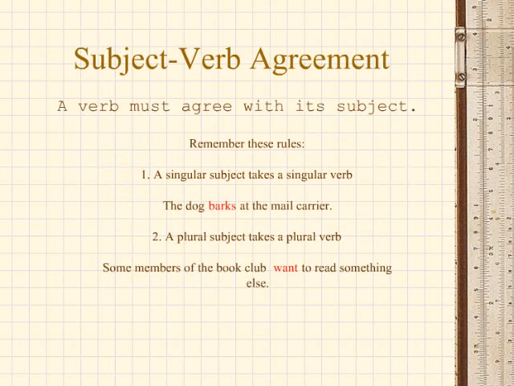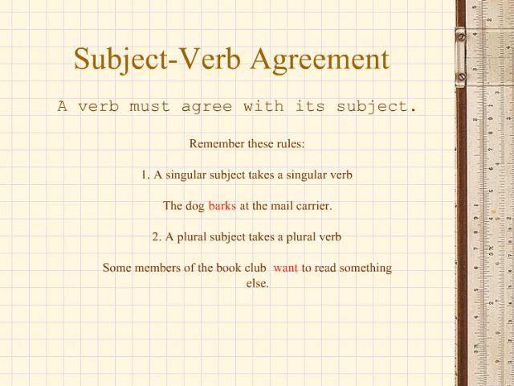Enough about verb forms. Next, let's talk about subject-verb agreement. A verb must agree with its subject. What does this mean? Let's start our explanation with a few examples. The dog bark at the mail carrier. The cat run up the tree. The boy linger at the scene of the crime. Some members of the book club wants to read something else. It's likely that you're thinking that none of these sentences sound right, and you're correct. The reason is that the verbs don't agree with the subjects.